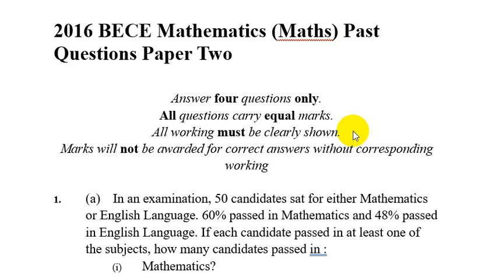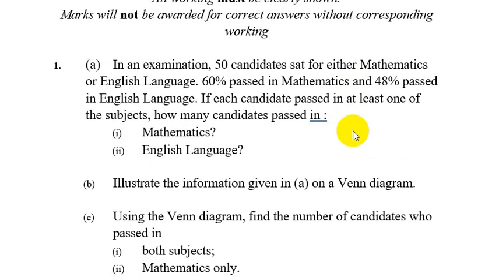Now let's get straight into it. Question 1 says that in an examination, 50 candidates sat for either maths or English, and 60% passed in maths and 48% passed in English. If each candidate passed at least one of the subjects, how many candidates passed in maths and how many passed in English? After that, we have to illustrate the information on the Venn diagram, and part C says using the Venn diagram, find the number of students who passed both subjects and also those who passed in maths only.